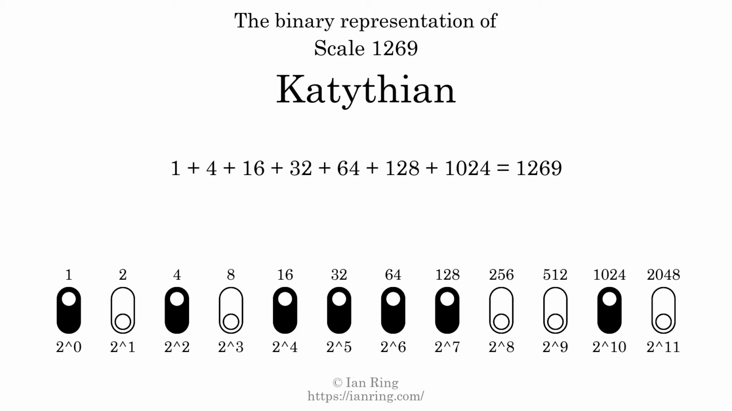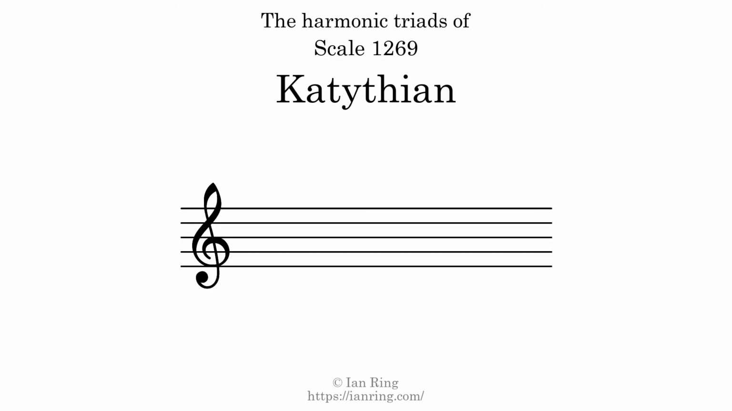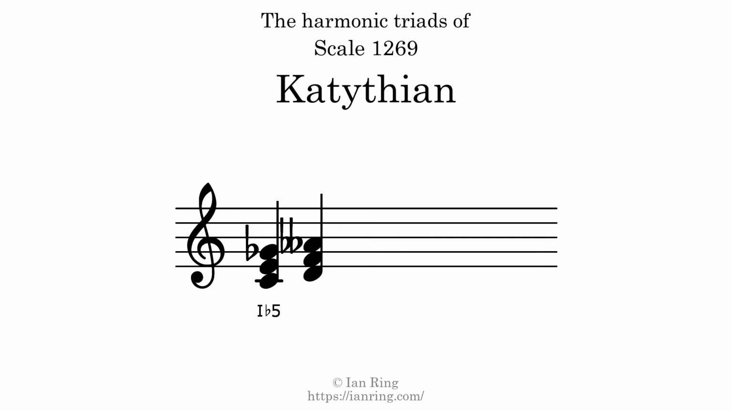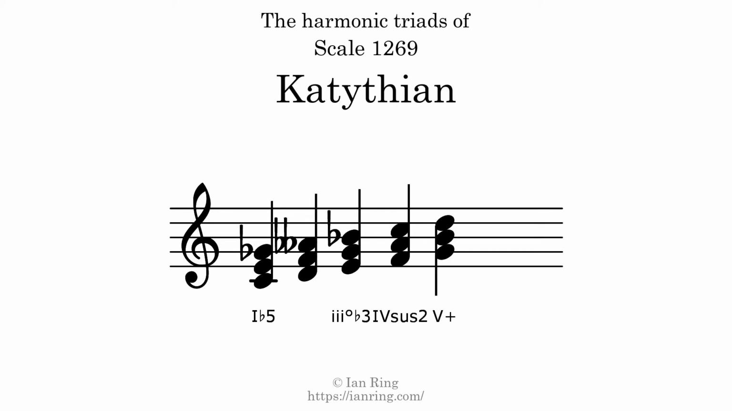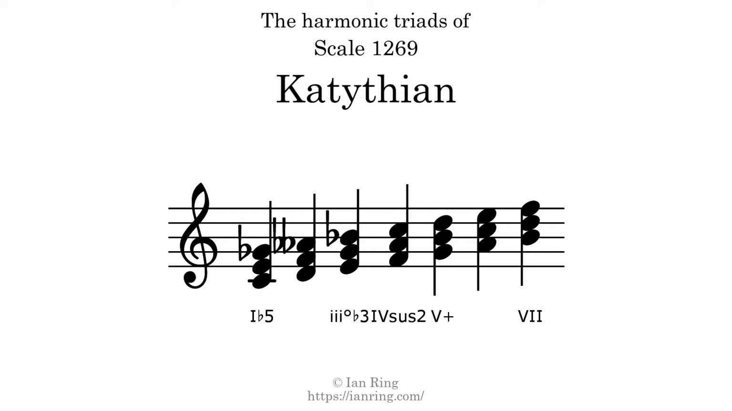1269. The scale number not only enumerates the scale with a unique index, but it also literally describes the tonal content of the scale. Represented as a binary number in base 2, the scale number is 010011110101. Here are the harmonic triads present in this scale. Major flat 5. Unnamed. Diminished flat 3.